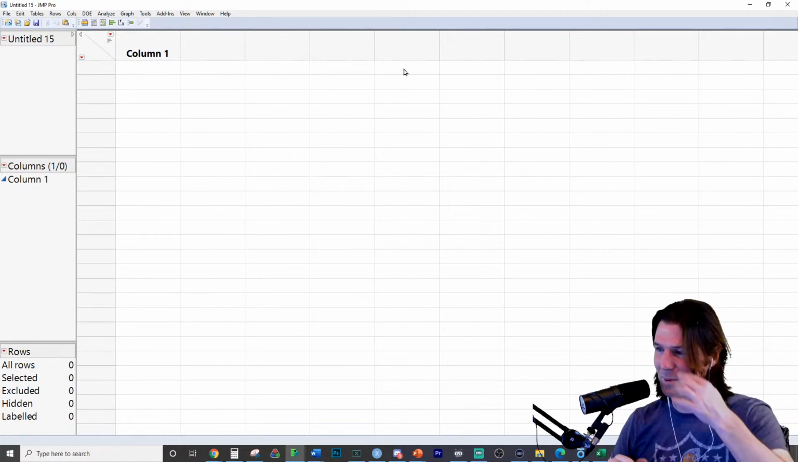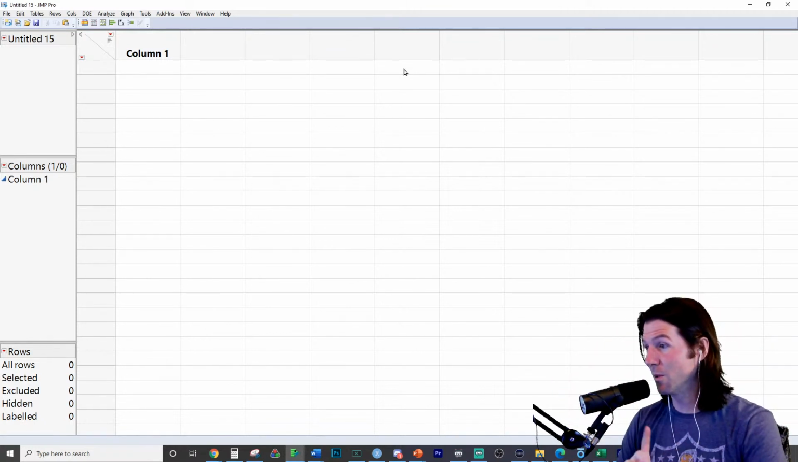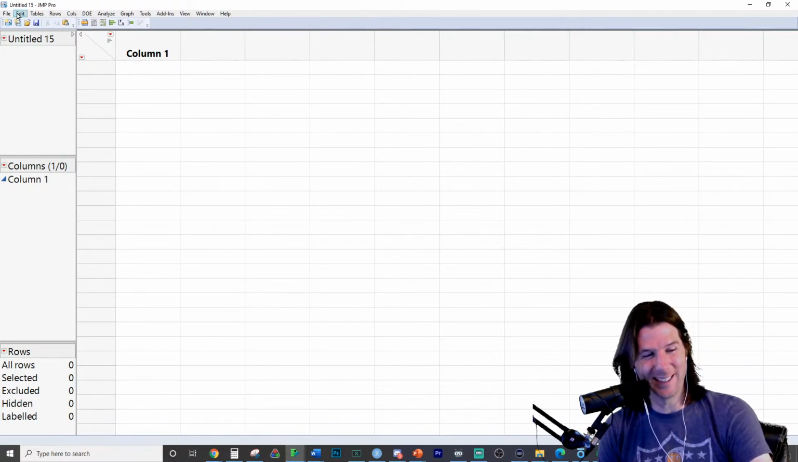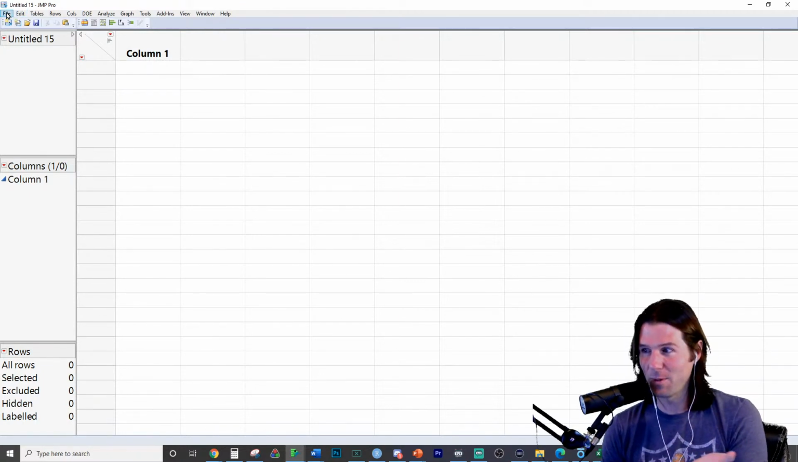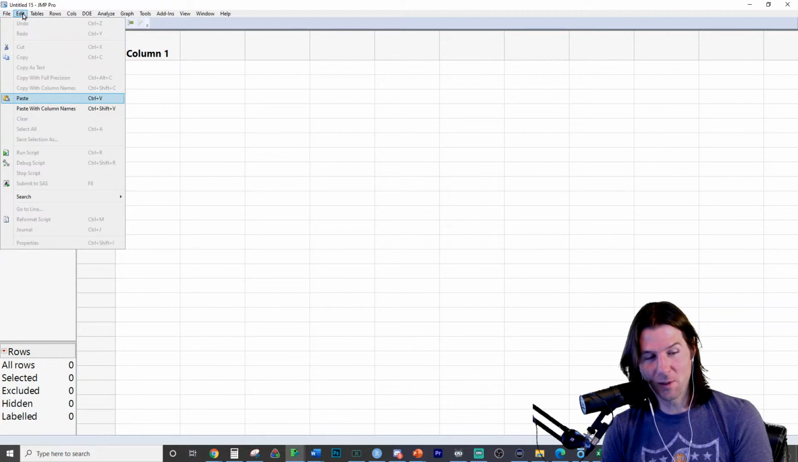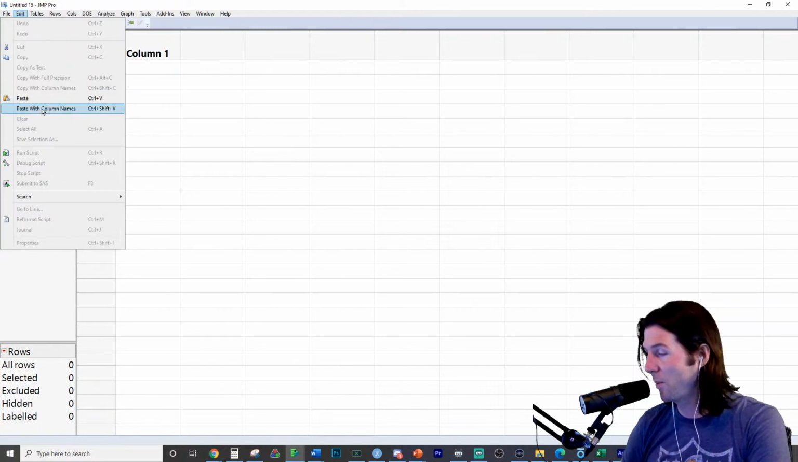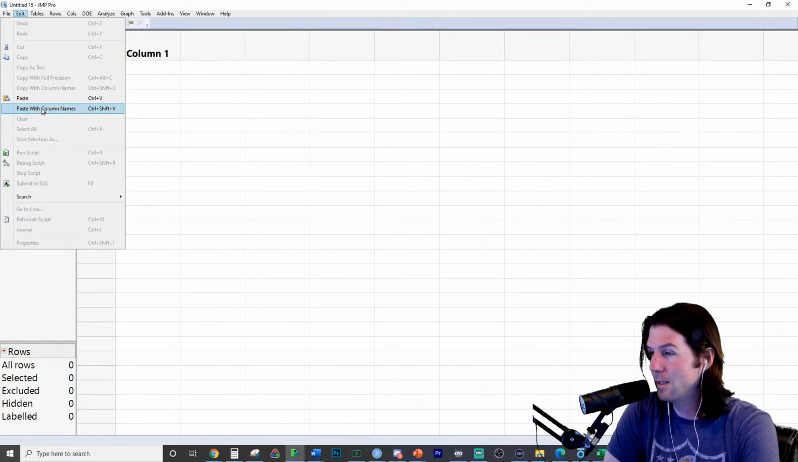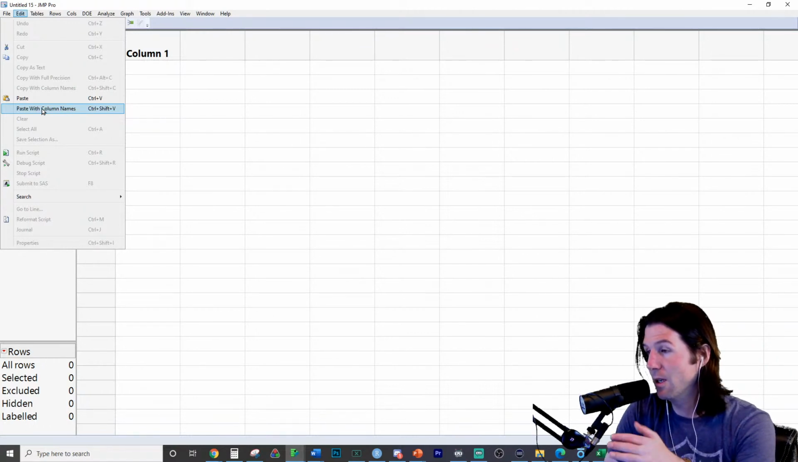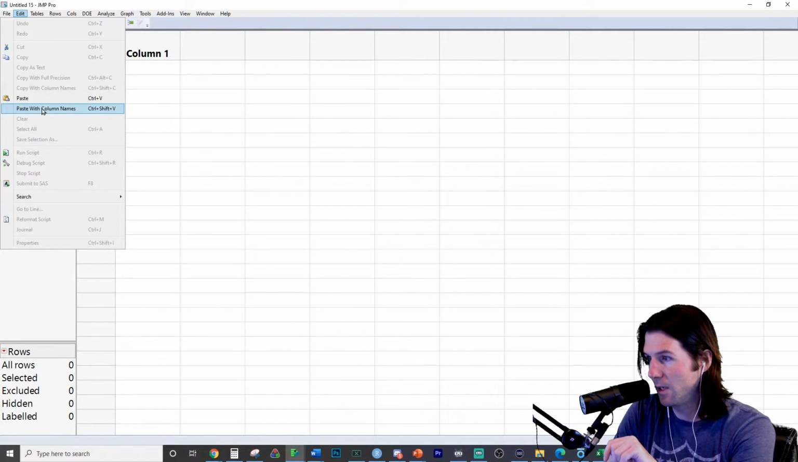When I'm telling people, I'm like, okay, open a new data table and don't click inside of it. This is most people's reaction, because usually you paste. It makes sense. We're going to go to Edit, and in this instance, we're going to paste with column names, because there are column names. If there are no column names, you will not paste with column names.